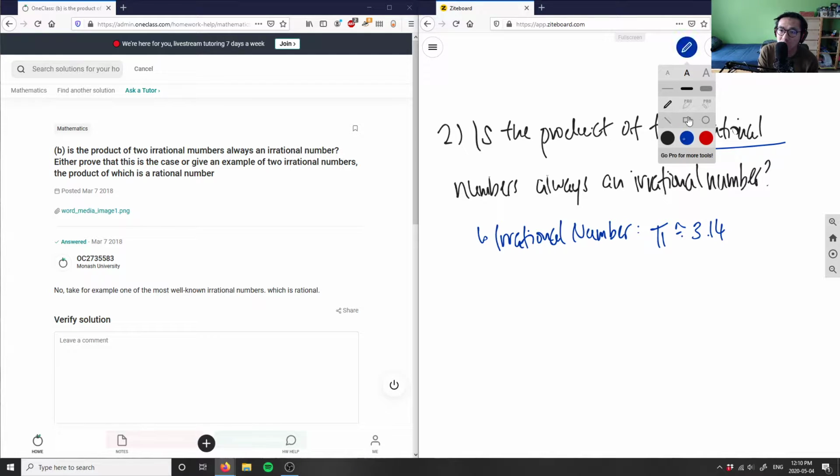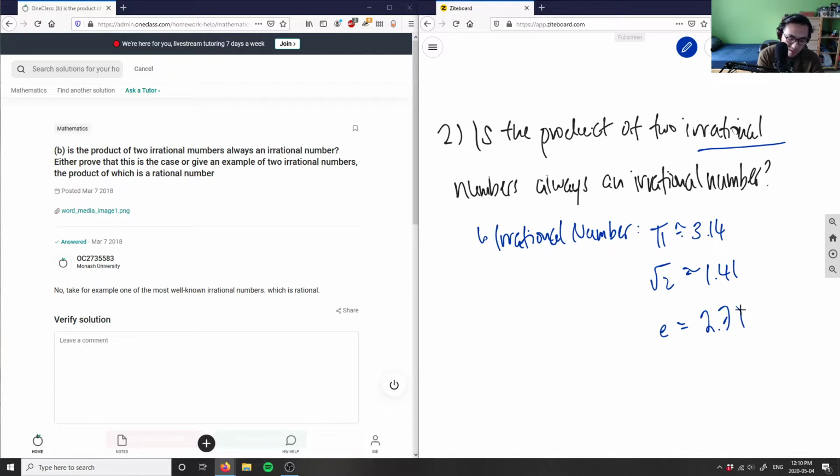Root 2 is also an irrational number. Root 2 here is about 1.41, but again, this can go very, very far as well. So it's approximately 1.41. Another common irrational number, e, maybe you've heard of, is 2.72 if I were to round it. This here is an irrational number as well. It goes on and on as well.